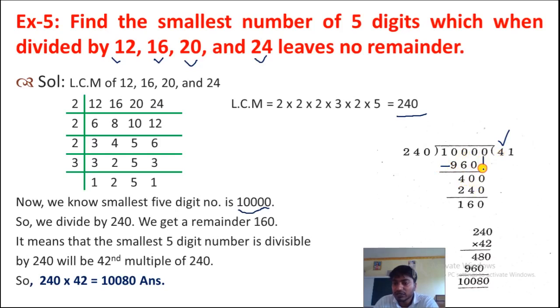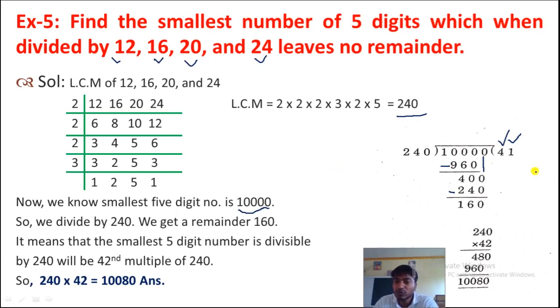Now bring down this 0 here. Now it became 400. Now it will go how many times? 1 time. When we multiply this by 1, we get 240. Now subtract, we get the remainder 160. That means this is not completely divisible by 240. So we cannot divide this by 12, 16, 20 and 24 exactly. Then what will be the number? How to find the smallest 5 digit number?